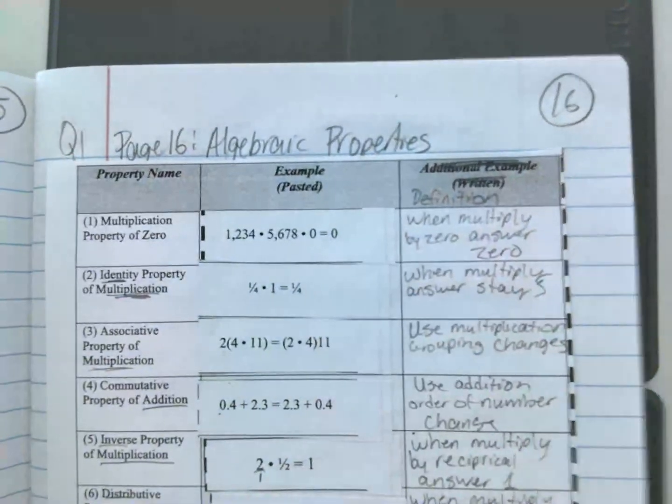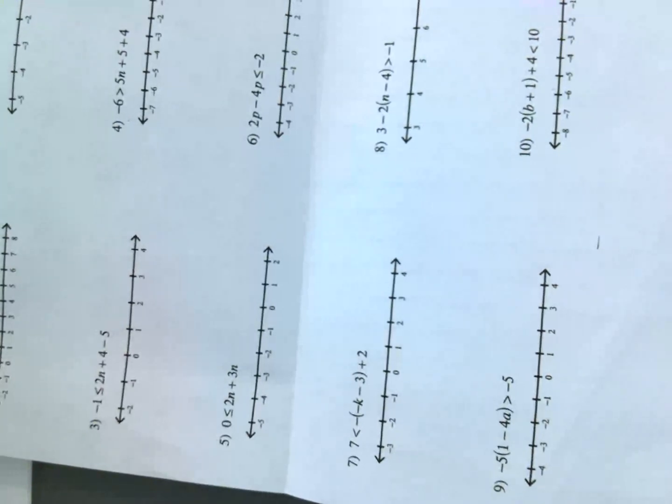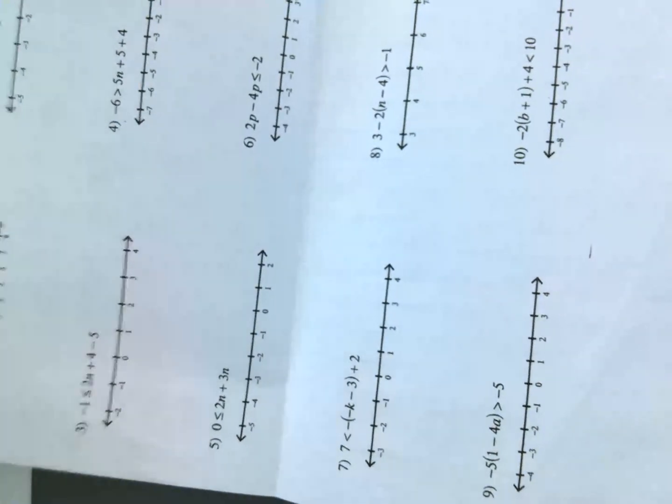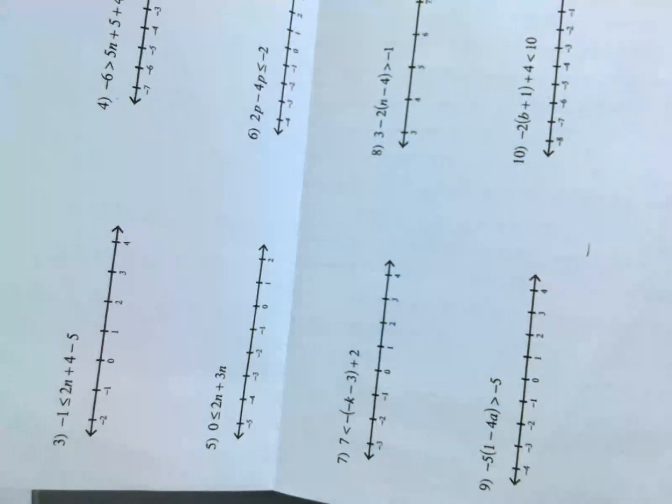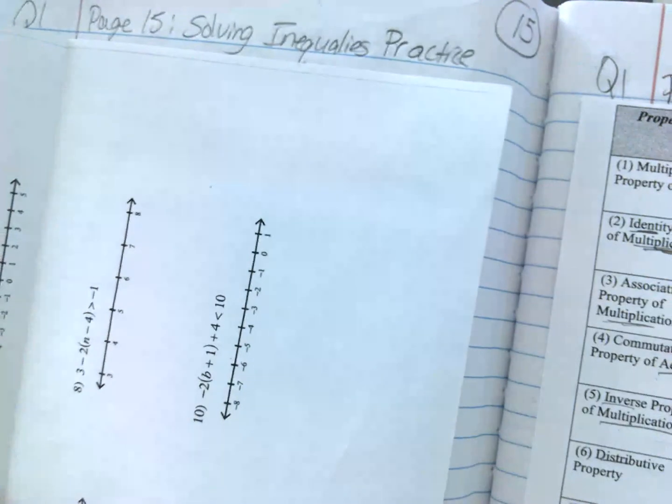Page 15, solving inequalities practice. Please make sure that you finish this. I don't think we did all of those. Which ones did we do on this page? 1 through 5. 1 through 6. Okay, so we got 1 through 6 need to be completed in order to get 100% credit. So we got 1 through 6 this page. So if you only did 5, please go back and do 6 so you can get credit.